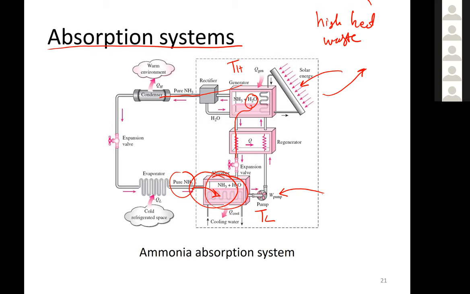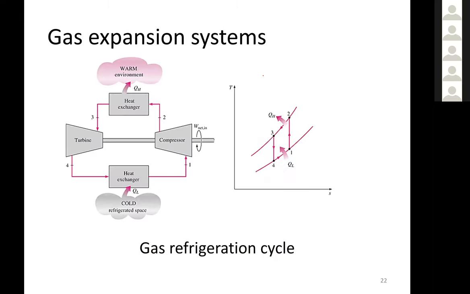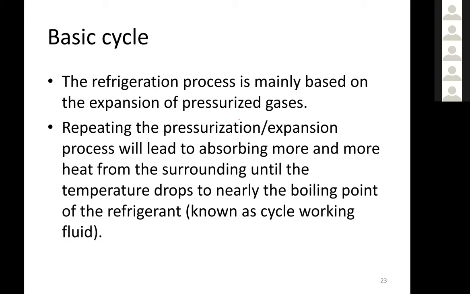So we mostly see such cycles in the desert, for instance, where we are far away from any electrical source, but we have so much solar energy, and that heat can be used in the separation process. And the third one is the gas expansion system, where we have the operation in the gaseous form. An example of this is when we use the cycle for air conditioning. In this case, of course, we are working in the gaseous phase, and this is an example of the gas expansion system. Our main focus, like I said, is going to be on the vapor compression system.